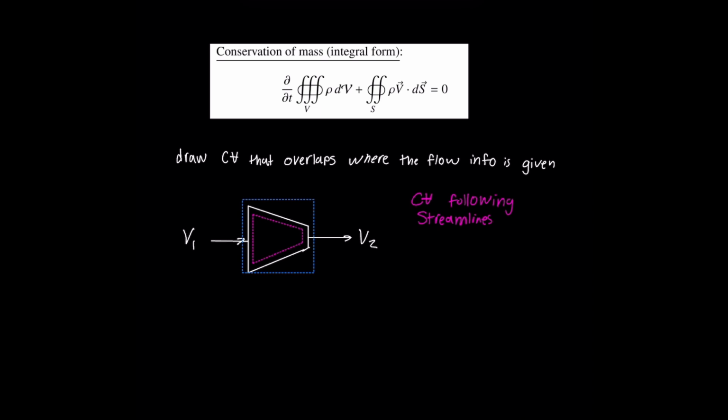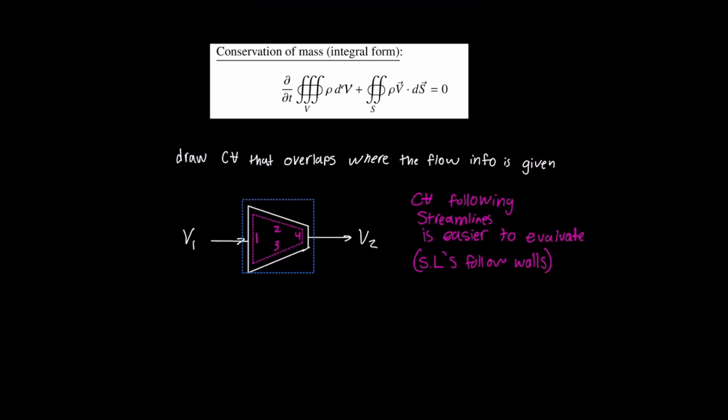So the control volume following the body is always the best one to do. It's the easiest to analyze. And the body has streamlines along it. That's why the control volume following the streamlines is the easiest. So yeah, we want to be using the pink control volume for conservation of mass problems and in general.